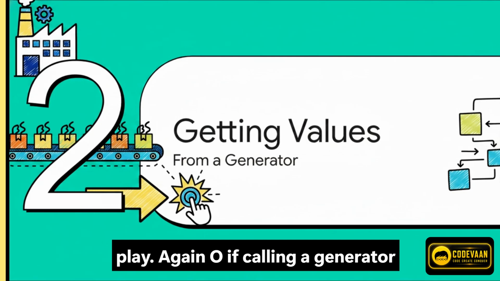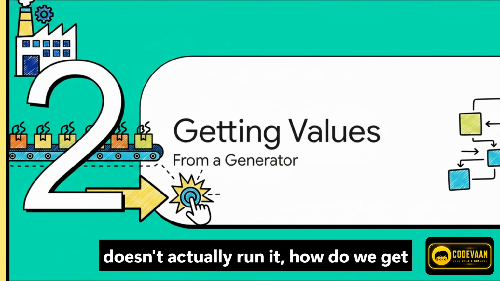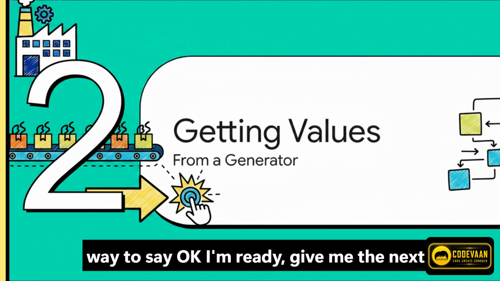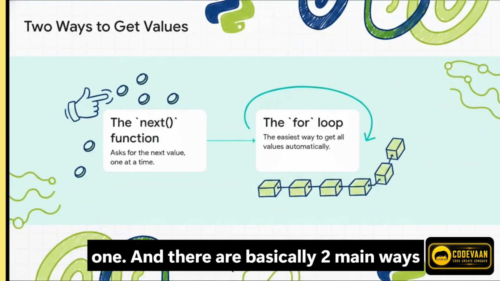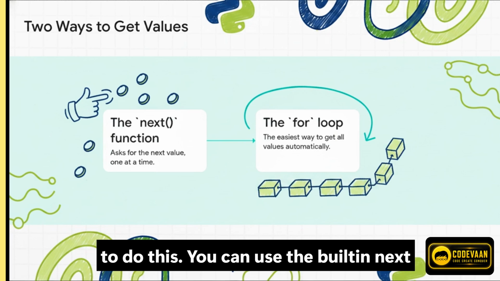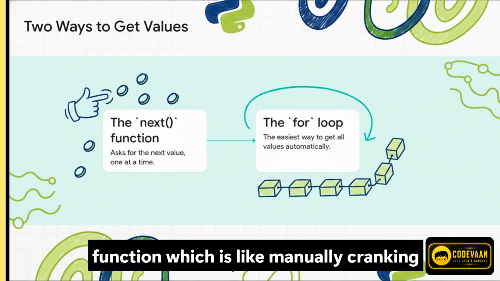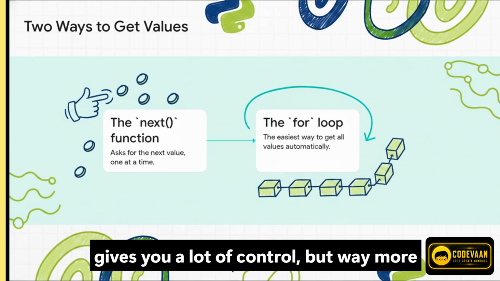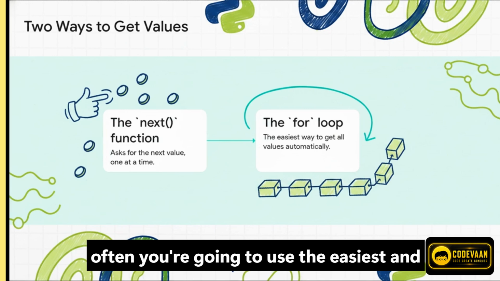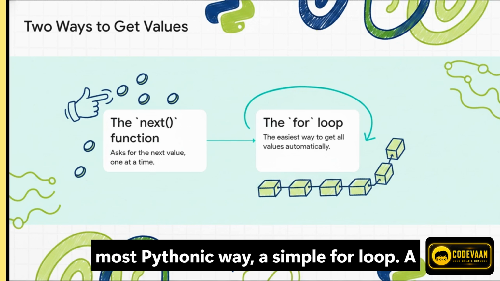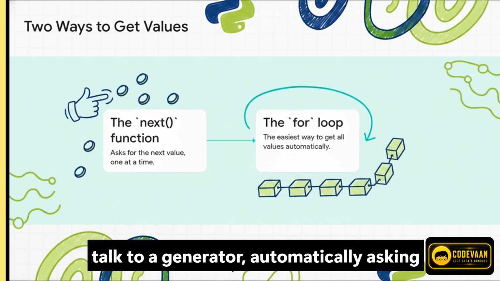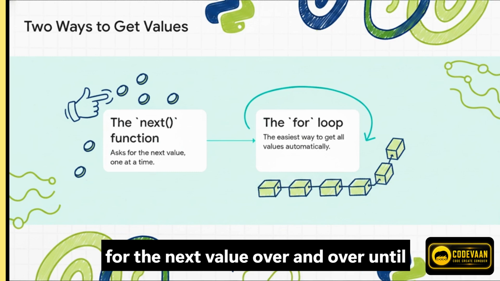So if calling a generator doesn't actually run it, how do we get the good stuff out? Since it's this pausable factory for values, we need a way to say, okay, I'm ready, give me the next one. And there are basically two main ways to do this. You can use the built-in next function, which is like manually cranking the handle once to get the next value. It gives you a lot of control. But way more often, you're going to use the easiest and most Pythonic way, a simple for loop. A for loop just inherently knows how to talk to a generator, automatically asking for the next value over and over until there are none left.